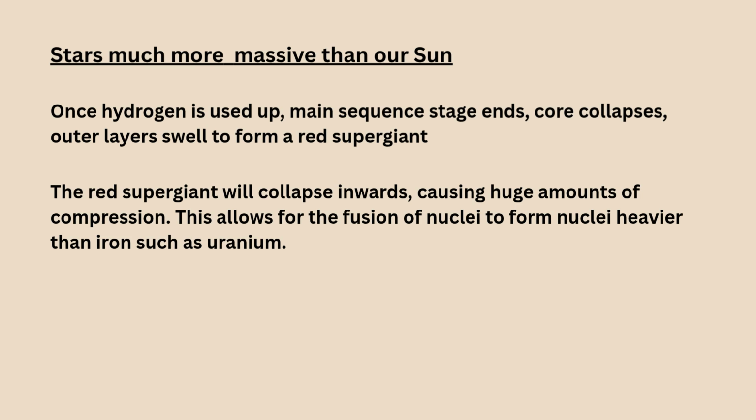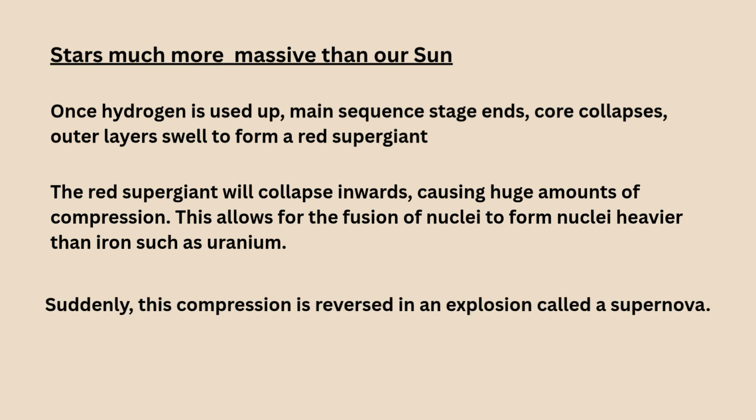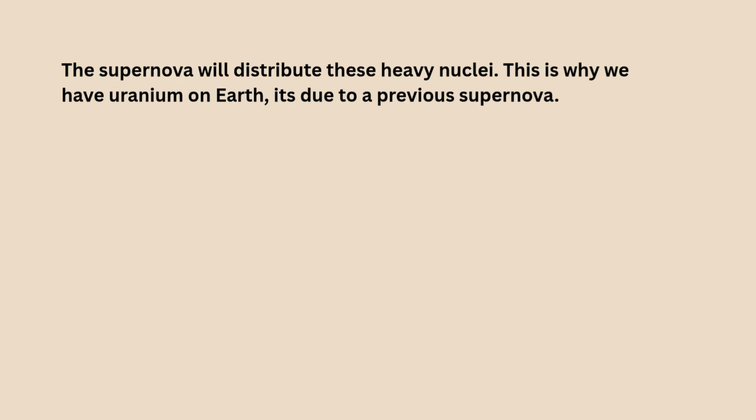This allows for the fusion of nuclei to form nuclei heavier than iron such as uranium, and then suddenly this compression is reversed in an explosion called a supernova. The supernova will distribute these heavy nuclei. This is why we have uranium on Earth. It's due to a previous supernova.